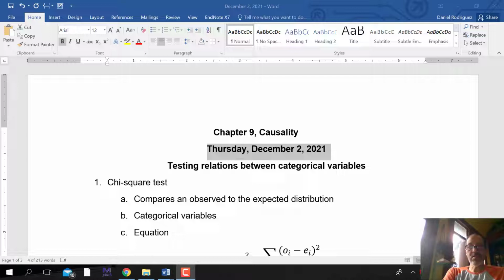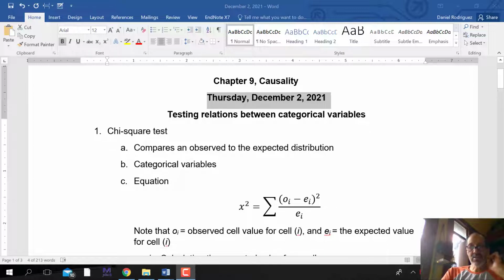That's what we call a cross-tabulation table. I'll show you a picture of that in a second. The chi-square test compares the observed cell counts for those 4 cells to the expected distribution if individuals were randomly dropped into the 4 cells, right? So that's basically what it does. I'll show you how to calculate this equation here.